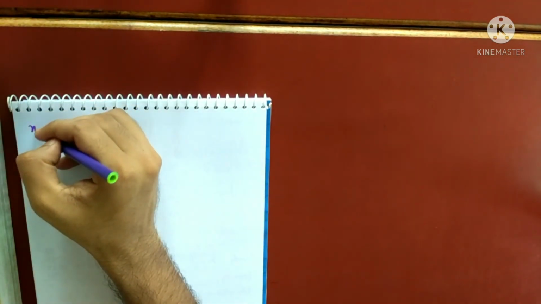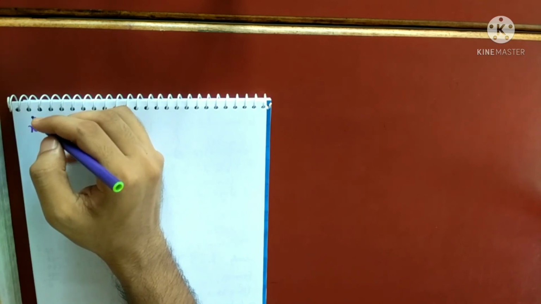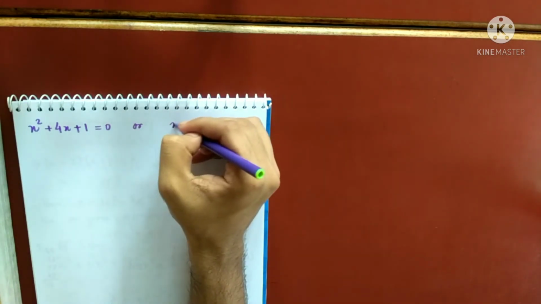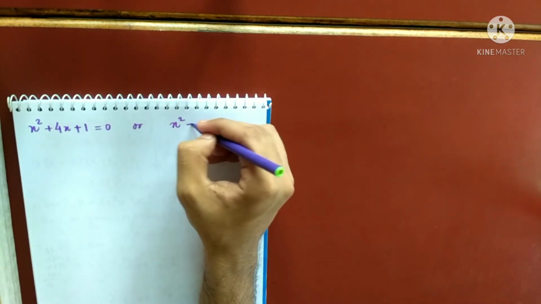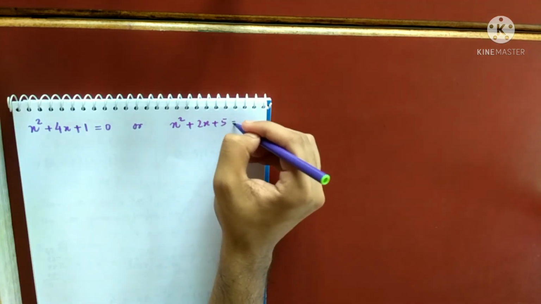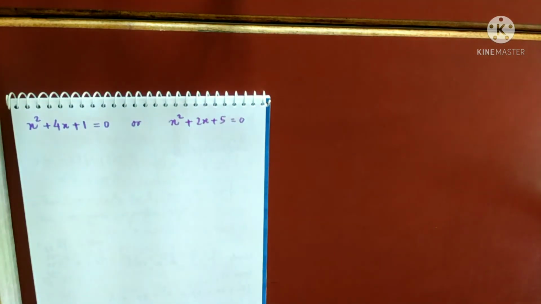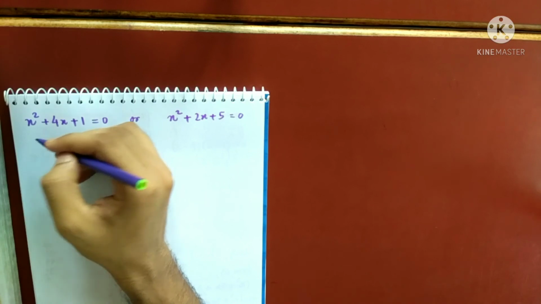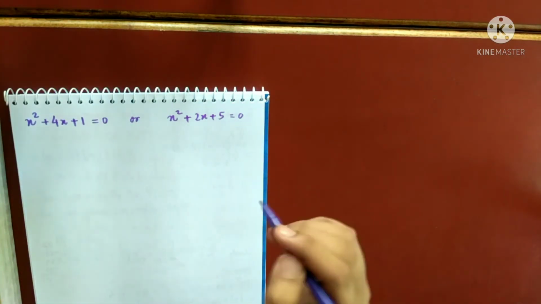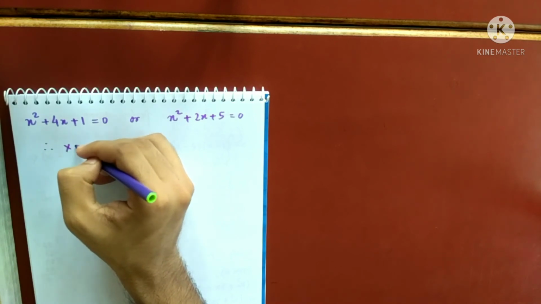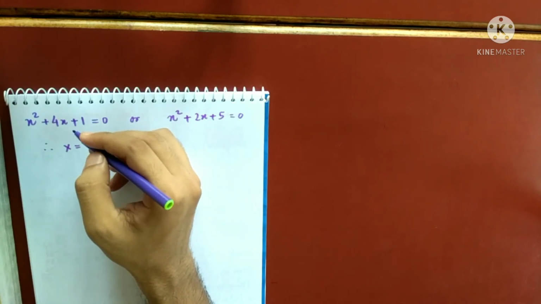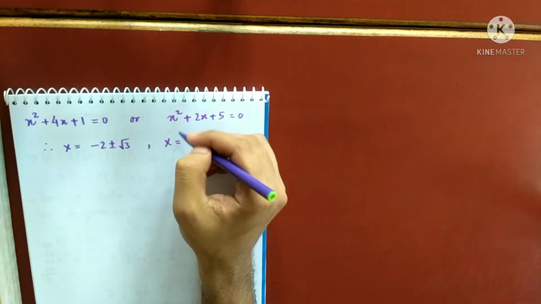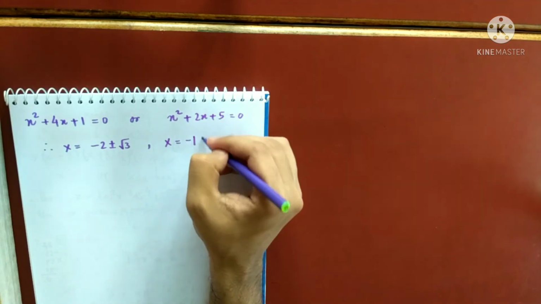So either x square plus 4x plus 1 equals to 0, or x square plus 2x plus 5 equals to 0. This cannot be factorized. So what you have to do, you have to use the quadratic formula to get the roots. I am not applying it, you can apply. So you know x equals to minus b plus minus root over of b square minus 4ac by 2a. So therefore the roots that will come from here will be minus 2 plus minus root 3, and from here it will be minus 1 plus minus 2i.